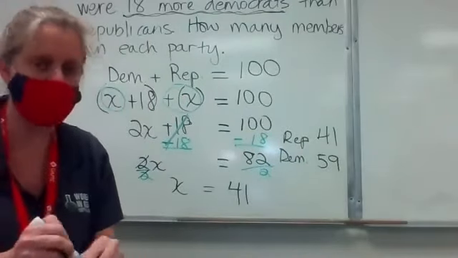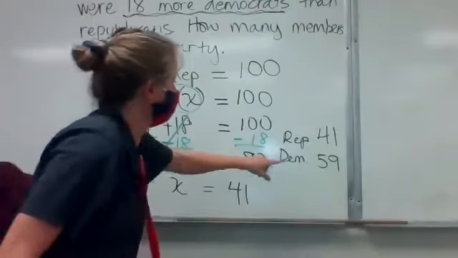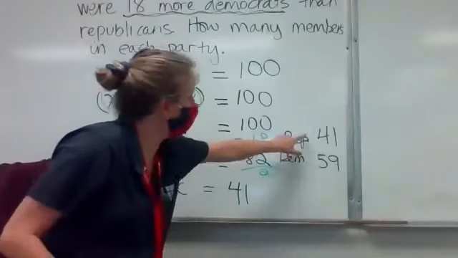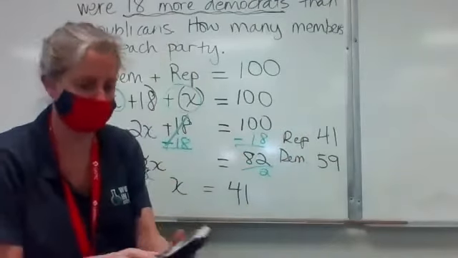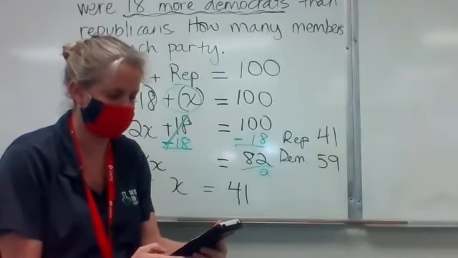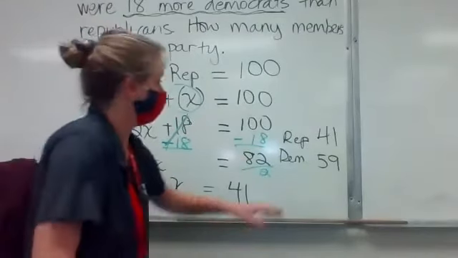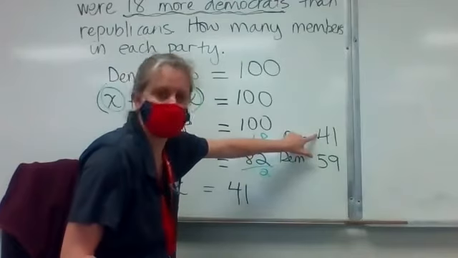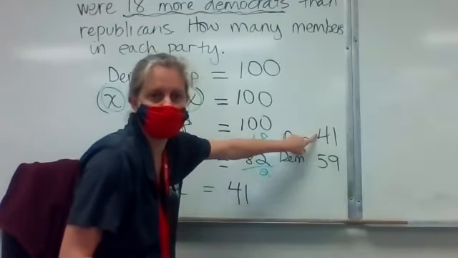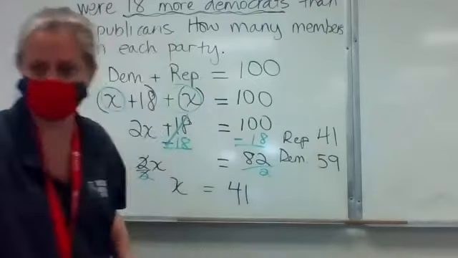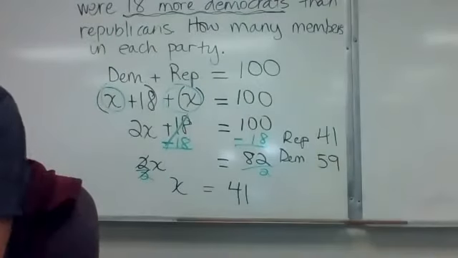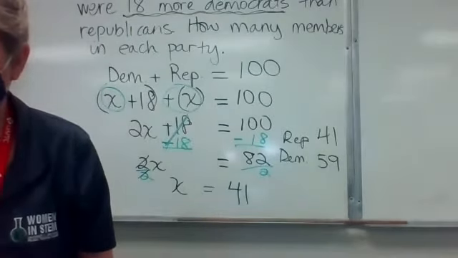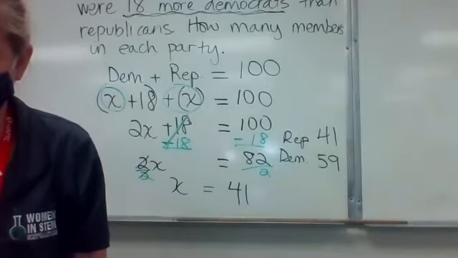Let's see, does that make all of our statements true? First of all, there has to be 100 altogether. So when you add 41 and 59 together, do you get 100? We have to check that. 41 plus 59 is 100. So there's 100 members total, and 59 is 18 more than 41. So you have 18 more Democrats than Republicans. Okay?